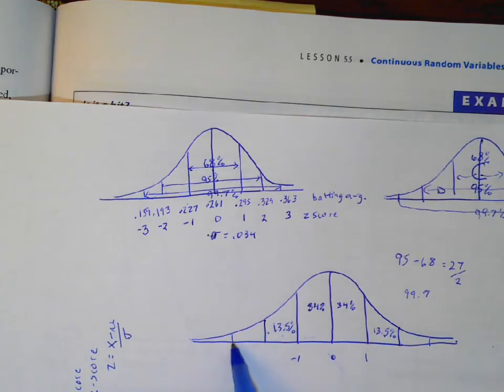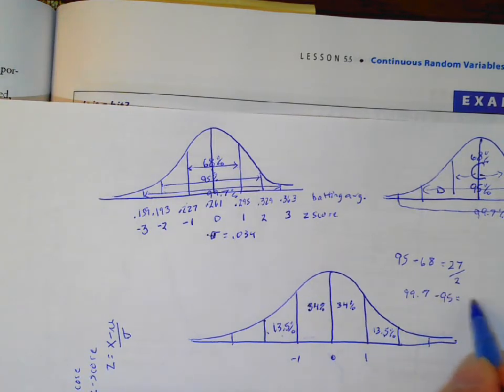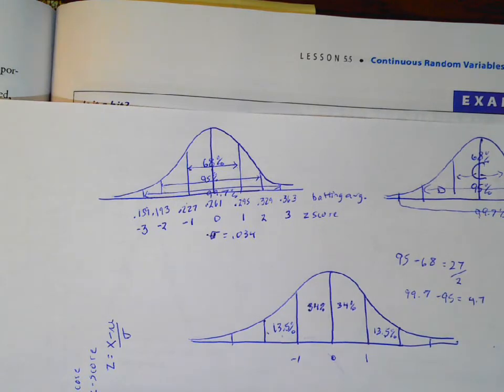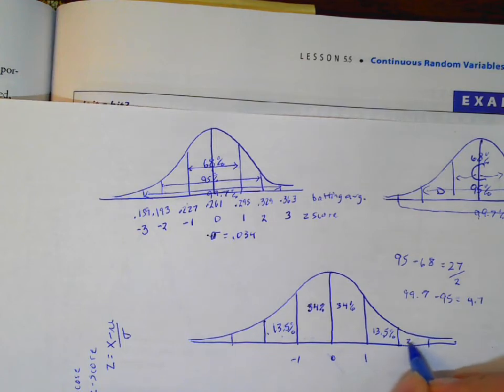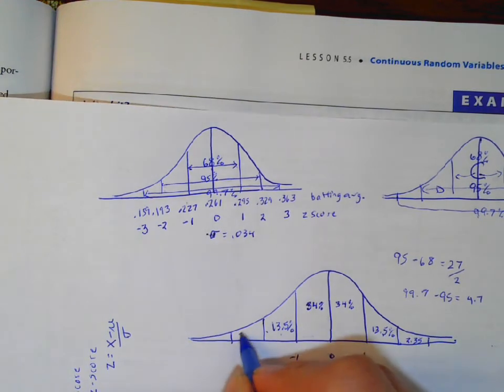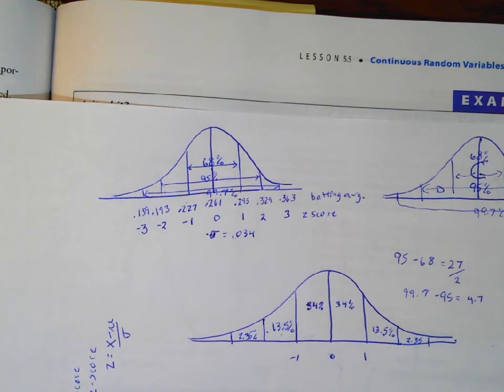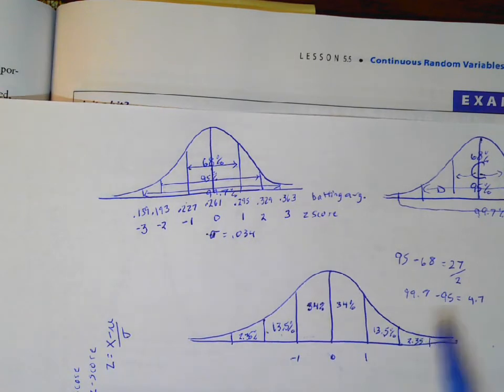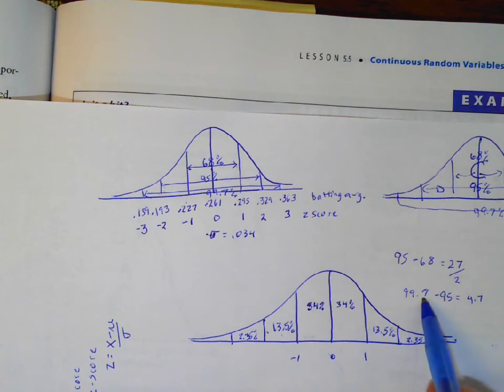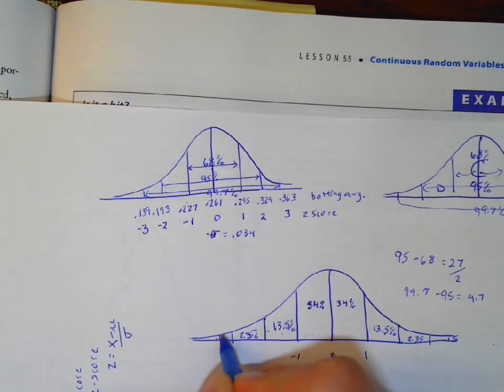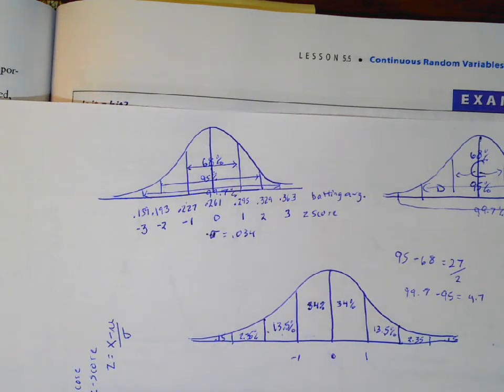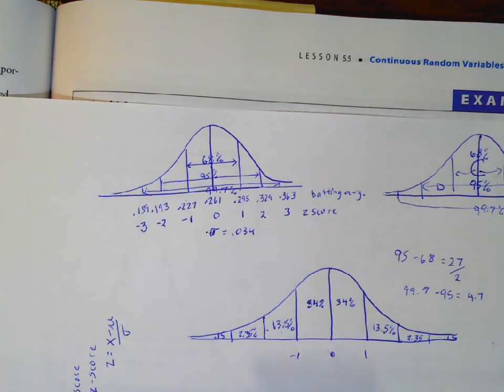We can use the same logic for the next. If it's 99.7% of the people between here and here, take this middle part away, which is 95%, and divide by 2. I get like 2.35% here, 2.35% here. Outside of this is only 0.3%, so I have 0.15%, not even a percent, 0.15% on the outside areas.